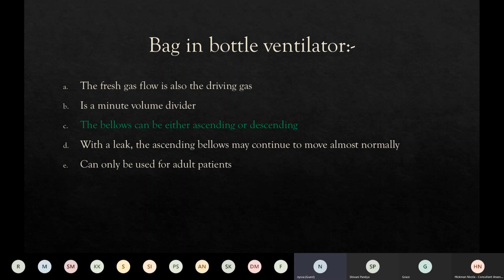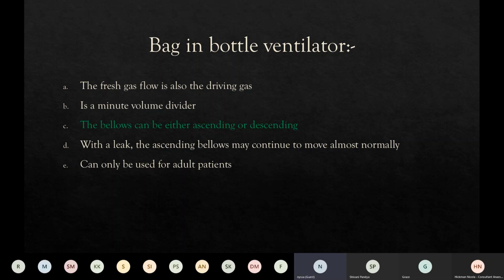So I think most of the ones we're probably used to have ascending bellows. And the point of that is that it adds to the safety, because the bellows will collapse if there's a leak, which I'm sure everyone is familiar with and has seen before. The problem with the descending bellows is that they may have almost normal movement if there is a leak, and so it's much more difficult to see visually if you've got a leak.